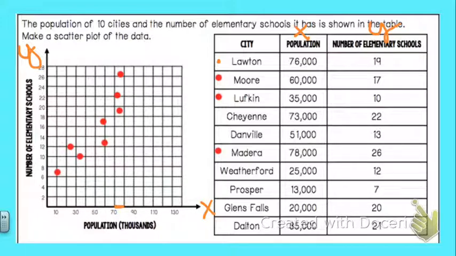And we have Glen Falls with 20,000 people and 20 schools. And we have Dalton, who has 85,000 people with 21 schools. So there you go. Okay, so this is our scatter plot. Make sure that you have paused the video long enough to finish filling out the scatter plot if you didn't fill it out with me.